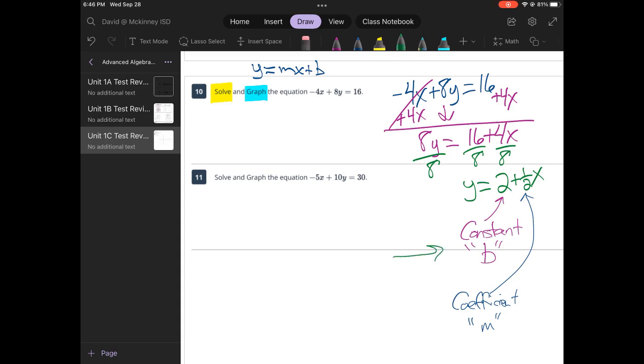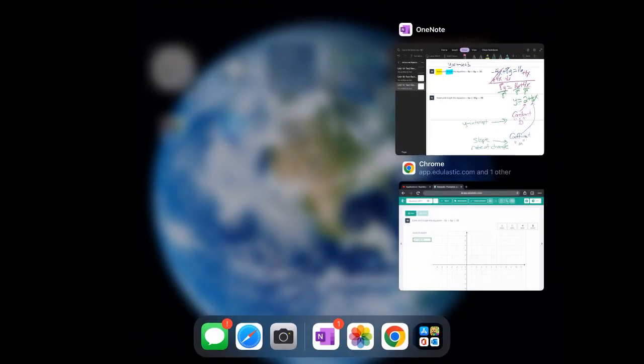Using this knowledge, we're going to end up taking these two things, and we are going to go and graph first the y-intercept. Then after that, we're going to use the slope to calculate our rise over the run, and we'll be able to graph this line. Let's move over to Edge Elastic so that we can actually see this in progress.